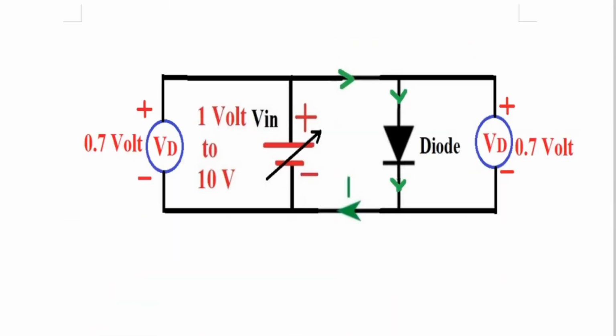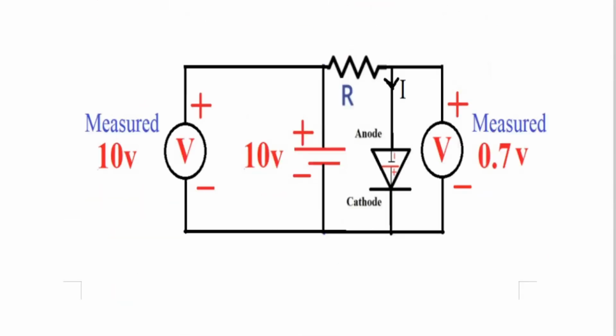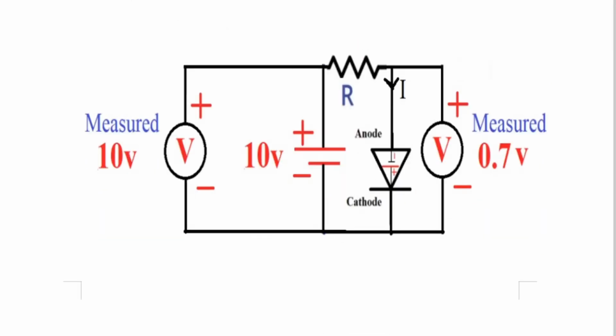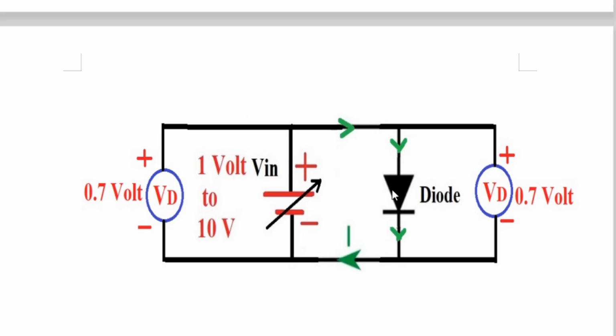Similarly, here is one more diagram. In this diagram the barrier potential is shown to explain why there is 0.7 volt. All of you know, whenever the anode of the diode is connected to the positive battery and the cathode of the diode is connected to the negative battery, and the battery voltage is greater than 0.7 volt, here 1 volt to 10 volt, then the diode gets forward biased and the voltage across the diode, VD, positive at the anode and negative at the cathode, will be 0.7 volt.